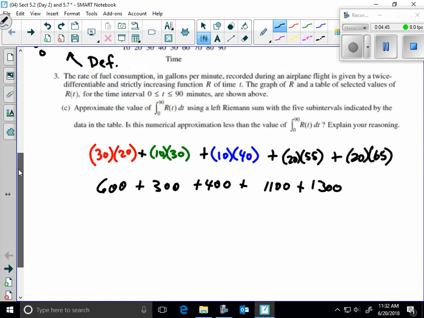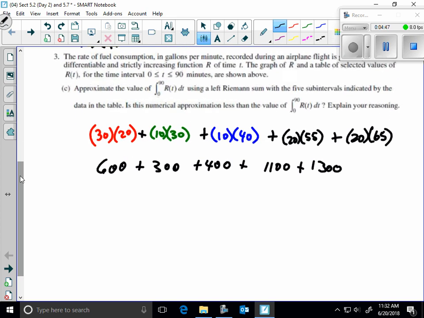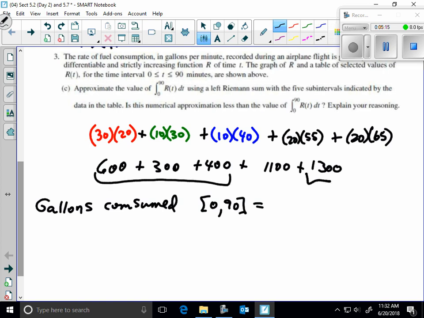Okay, so what is this telling us? All right, this numerical approximation is telling us how many gallons of fuel, right? How many gallons have been consumed from time 0 to 90 in those 90 minutes. Is it minutes? Yes, it is. So the number of gallons consumed during those 90 minutes would be, what is this? 1,300 plus 1,300 is 2,600. So how about 3,700 gallons?